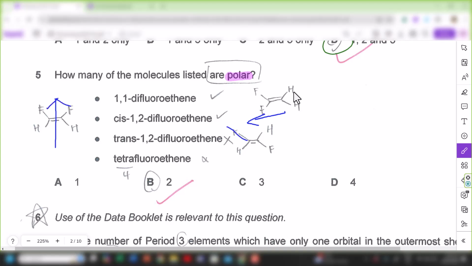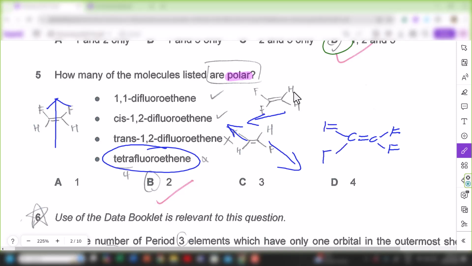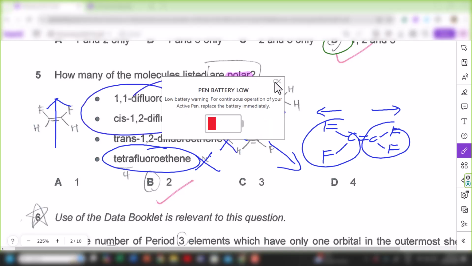So the trans one is the one where it will get cancelled out. Then what about tetrafluoroethene? So it's basically everything replaced by fluorine. Will there be a net dipole? No, because if you try to resolve the vectors, over here will point in this direction, over here will point in this direction, and because we are looking at the same element, fluorine, bonded to carbon, these two will cancel out. So in the end, no net dipole. So a total of 2 molecules. So we are looking at option B.